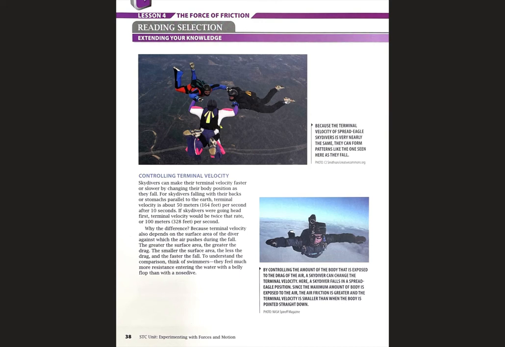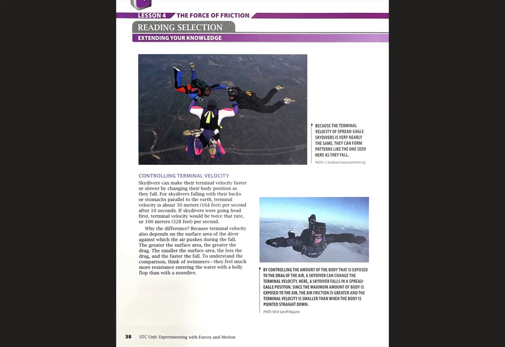Controlling terminal velocity. Skydivers can make their terminal velocity faster or slower by changing their body positions as they fall. For skydivers falling with their backs or stomachs parallel to the earth, terminal velocity is about 50 meters per second, or 164 feet per second, after 10 seconds. If skydivers were going headfirst, terminal velocity would be twice as fast, or 100 meters per second, or 328 feet per second. Why the difference?